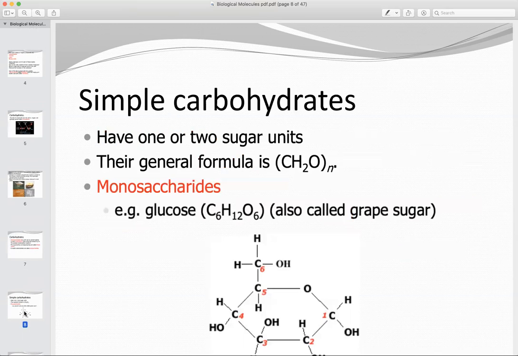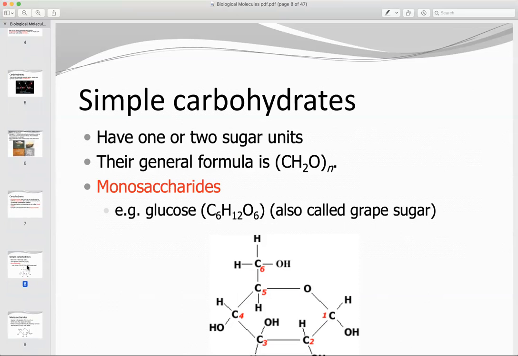Let's look at some. So in a simple carbohydrate, there's usually going to be one or two sugar units. A monosaccharide, an example of a monosaccharide is glucose. You go ahead and write that down. Glucose, the formula C6H12O6. You're very familiar with this sugar. This is an example of a simple carbohydrate or a monosaccharide. It has one sugar unit, okay?